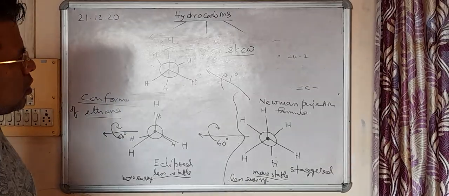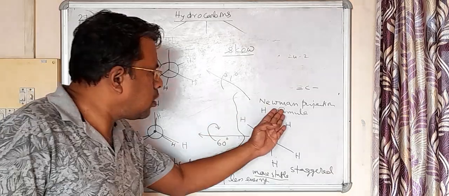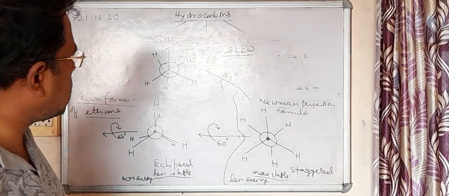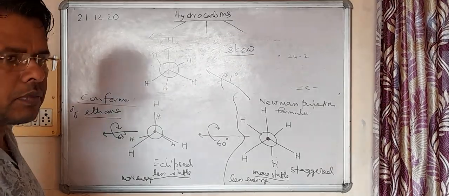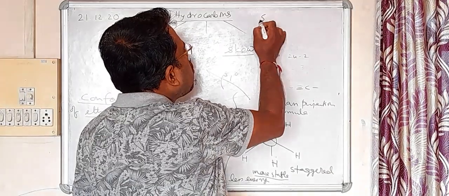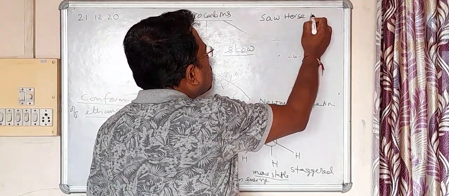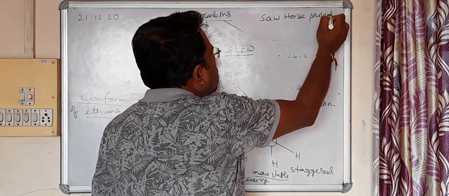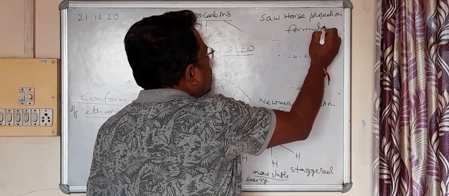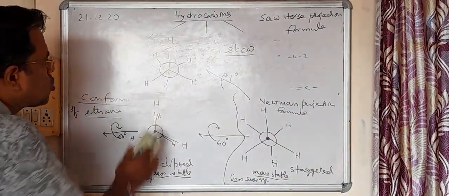Now there is another form by which we can represent this conformation. There is another projection formula, that is called the sawhorse projection formula. That I am going to show you now.